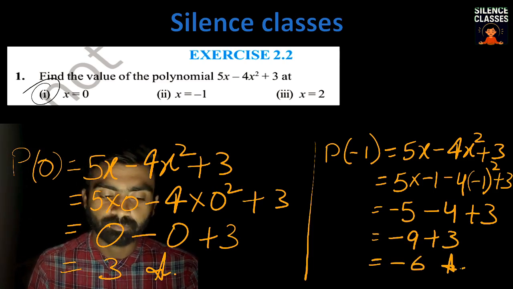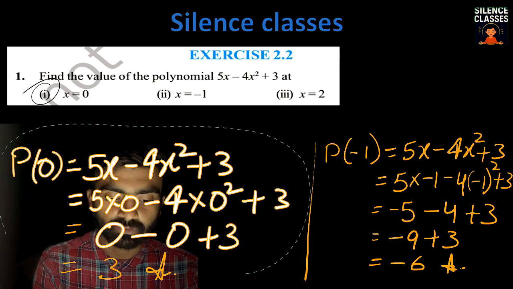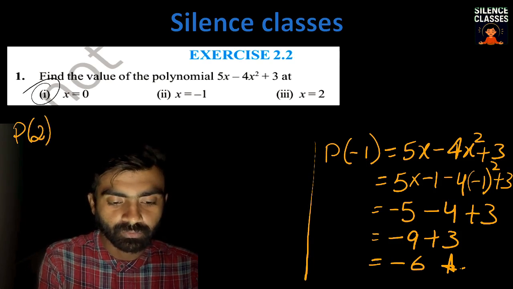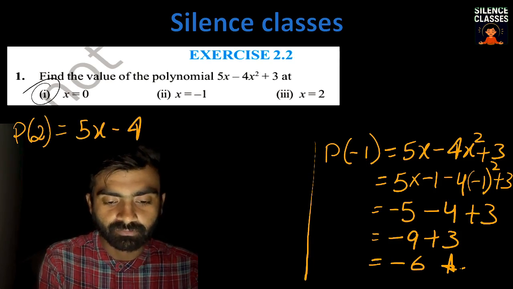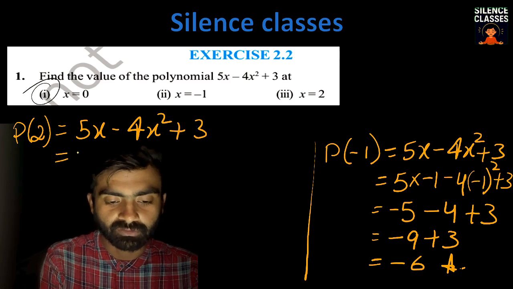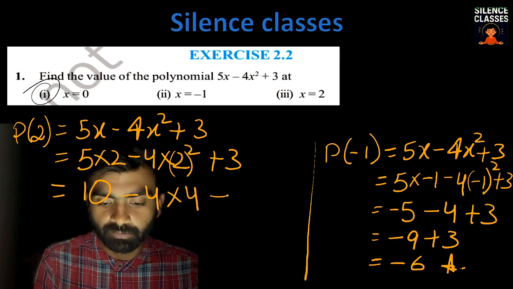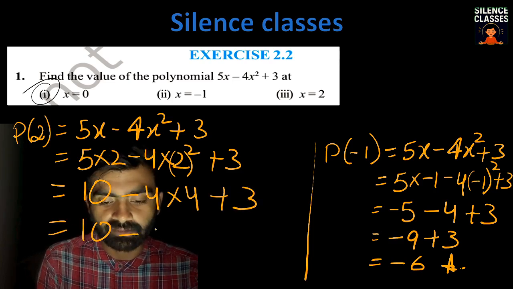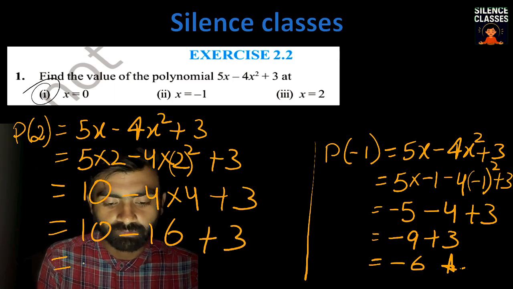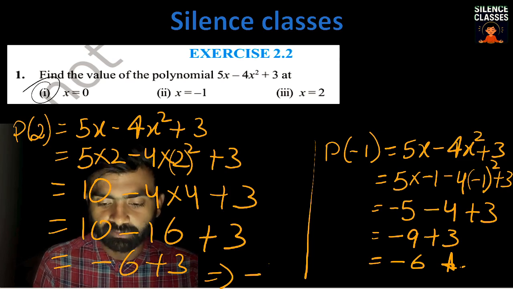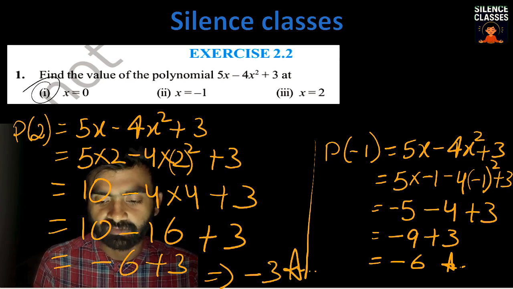Now let's move to the last part where x is equals to 2, where p of 2 we have to write down. 5x minus 4x square plus 3 is equals to 5 multiplied by 2 minus 4 multiplied by 2 square plus 3. 5 twos are 10 minus 4 multiplied by 4 plus 3 is equals to 10 minus 16 plus 3. We will get minus 6 plus 3 is equals to minus 3, and minus 3 is the answer.